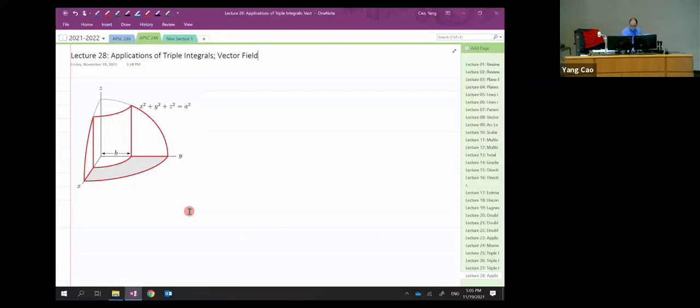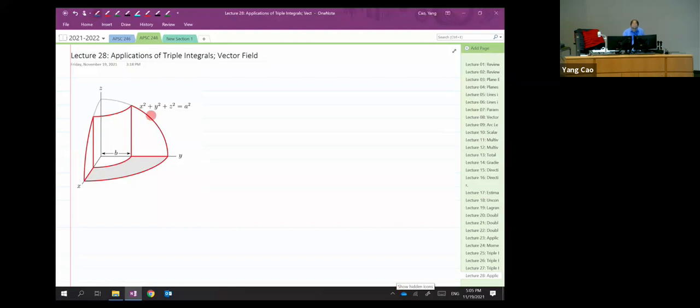All right, let's continue on from the previous lecture. I just had one particular example I didn't quite finish. Let's finish the example, and then we'll look at some applications of triple integrals. If you've got time, we'll go into another topic, basically called vector fields. All right, so let's finish that example.